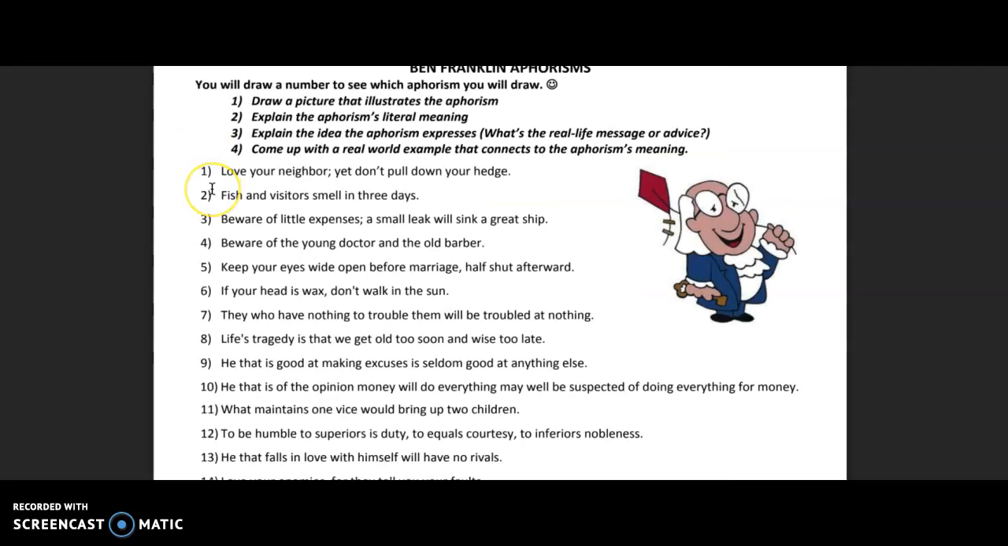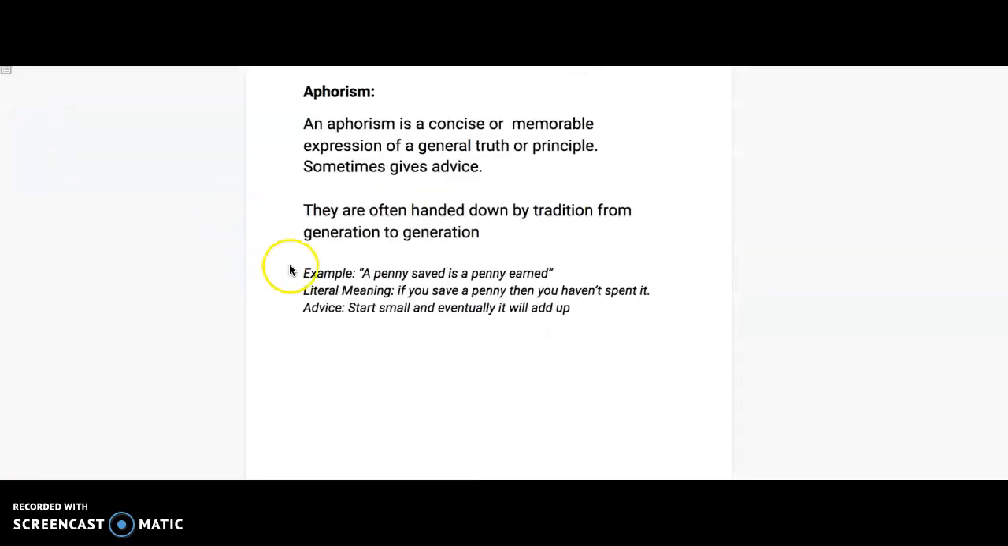So what you're going to do is you are going to get an aphorism and you're going to do the following. Number one, you're going to illustrate a picture of the aphorism. Number two, you're going to explain the aphorism's literal meaning. So when I say literal meaning, you explain: a penny saved is a penny earned. Literally what that means is if you save a penny, then you haven't spent it.